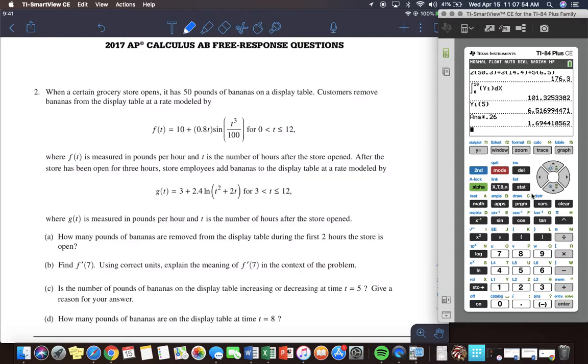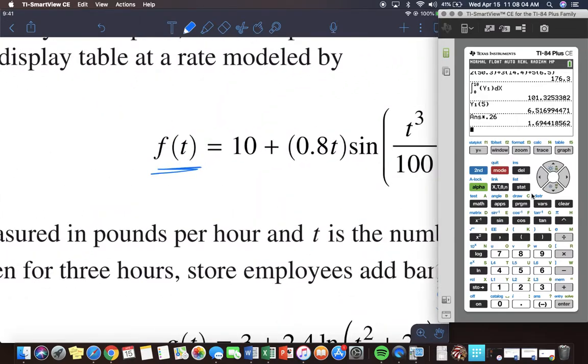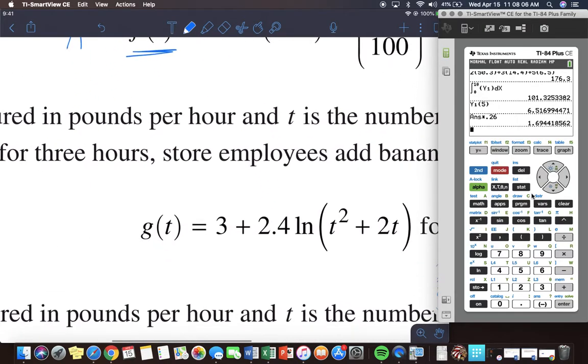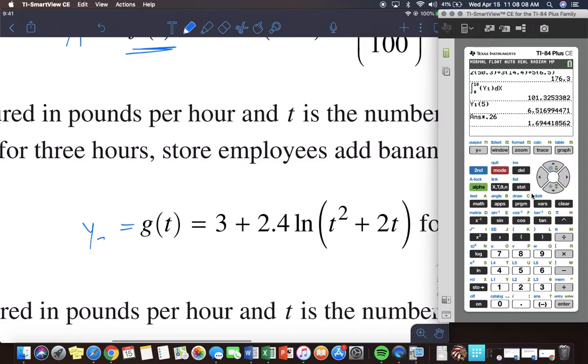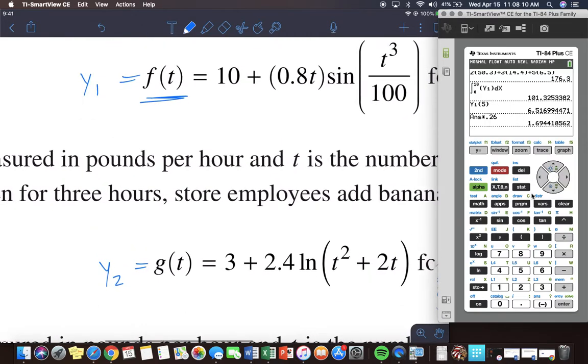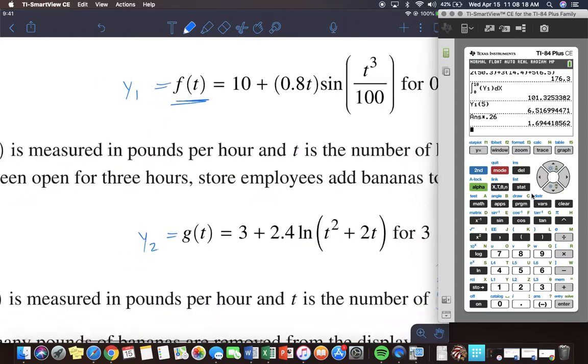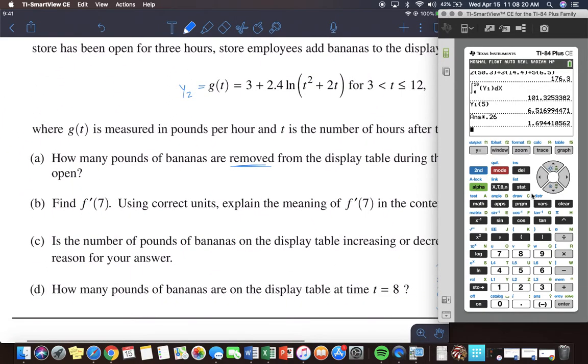Because it says removed, we're going to use the function that talks about removing. Customers remove bananas from the display table modeled by f of t. Now we did store f of t as y1 and we did store g of t as y2, so it might be a good idea for you to label those as y1 and y2 on your paper so we kind of know which ones we'll be using for which.